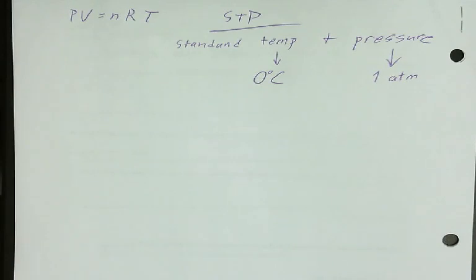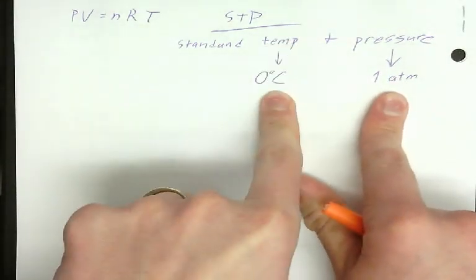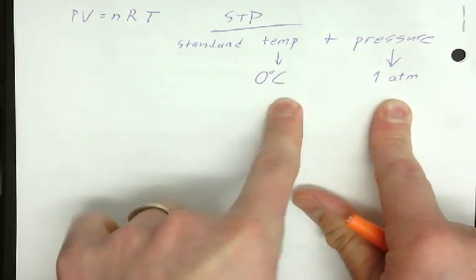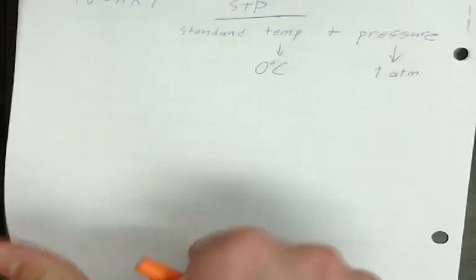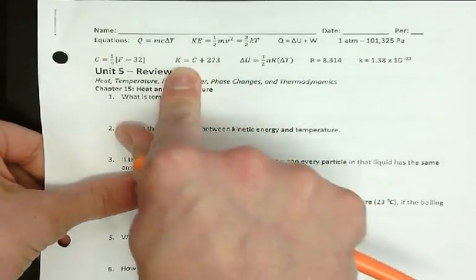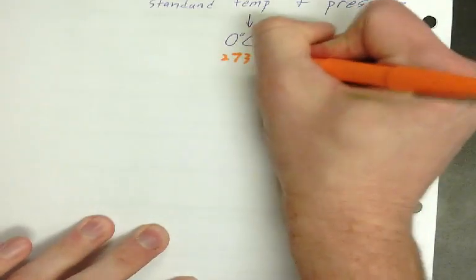Temperature needs to be in Kelvin, except for on that Q equals mc delta T equation. And pressure needs to be in pascals, which is what we used last unit. However, you don't have to memorize those numbers. You need to know this: temperature is 0 Celsius, pressure is 1 atmosphere for STP. You need to know that. You don't need to know the other numbers because Celsius plus 273 gives Kelvin. So that means 0 plus 273, so that would be 273 Kelvin.